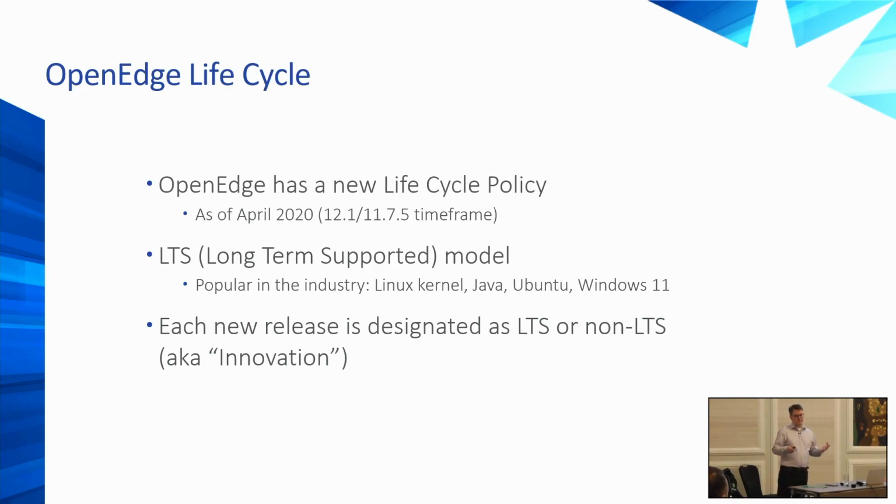And instead of you having to decide or try to read the tea leaves in advance of what's going to be a good release to go to market with and what's going to be a short-lived release, they're now making that explicit. So every time a release comes out, they're designating it as either LTS, long-term support, or non-LTS, what they're now calling innovation releases.